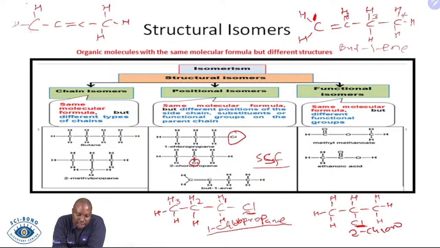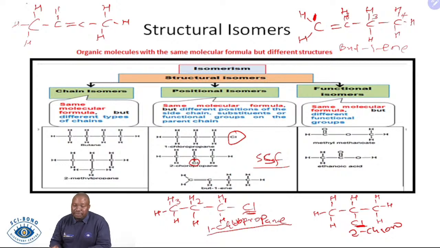But-2-ene and but-1-ene are isomers. What type of isomers? Positional. Because what is the same all the time? The molecular formula. But for positional isomers, what is different? What is different is the position of the functional group in this case. In the previous case, what was different was the position of the substituent.